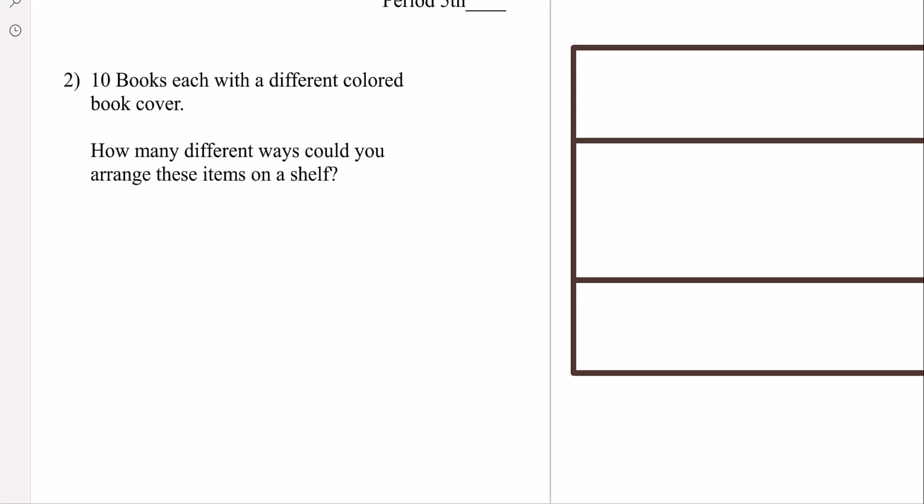You have 10 books, each with a different color. So, we're going to forget about authors, we're going to forget about genre. We're just going to look at the different color, 10 different color book covers. How many different ways could you arrange 10 books on a shelf?